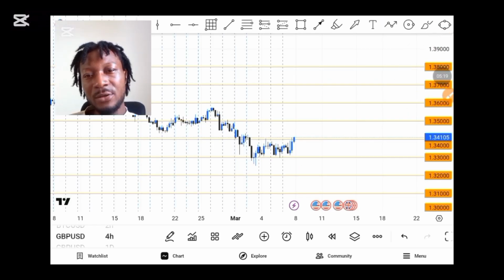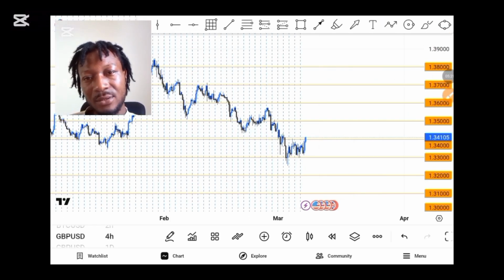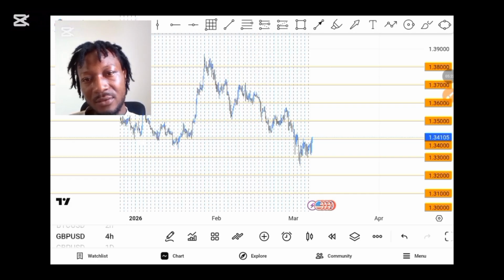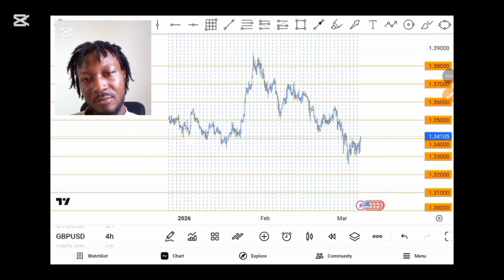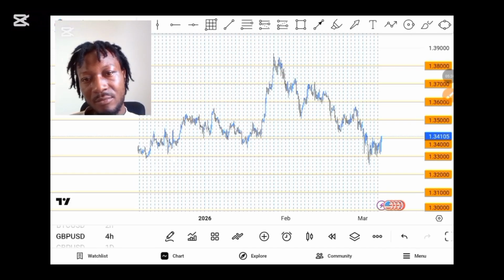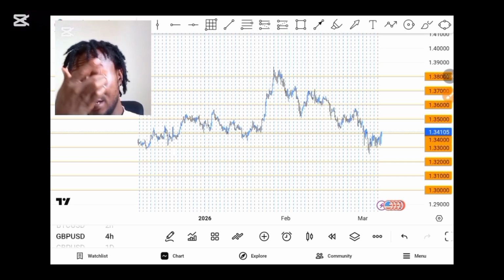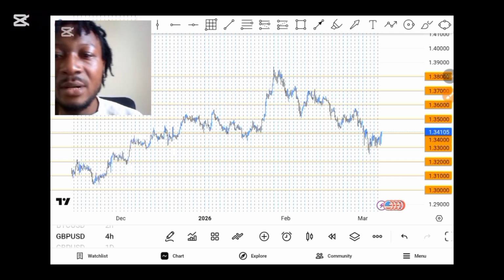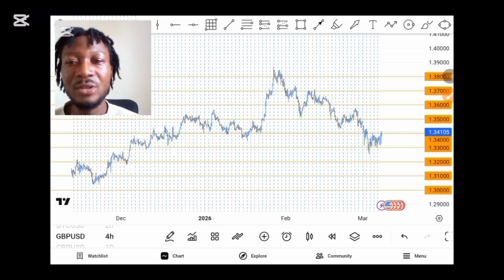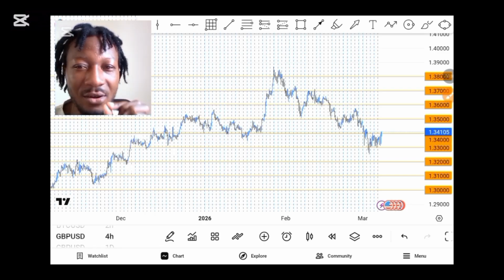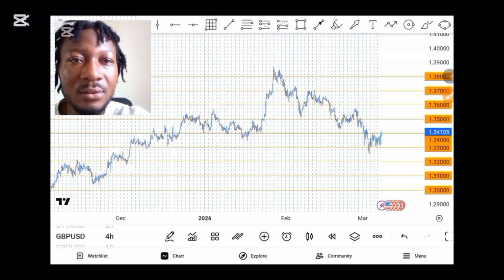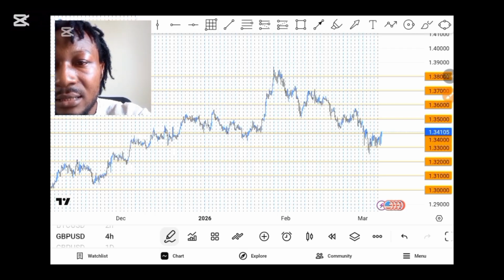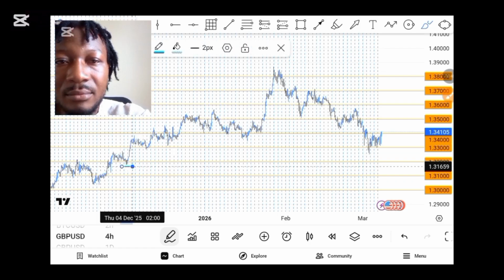So I want us to take a closer look at what happens on the 4 hours, and be very, very vigilant because this is what this strategy is all about. Look at all the key levels we marked out and see how price reacts on them.